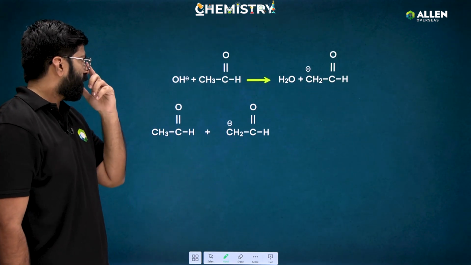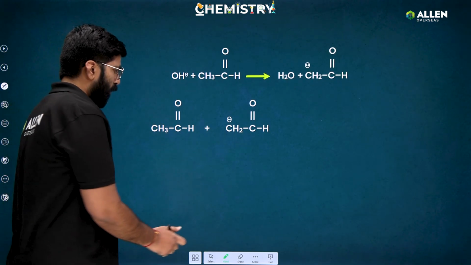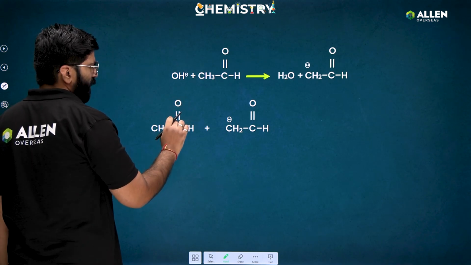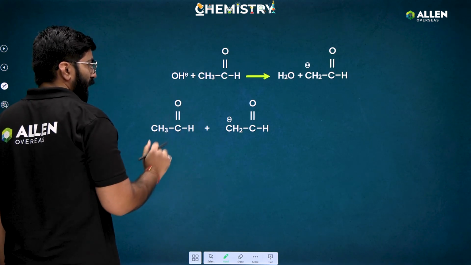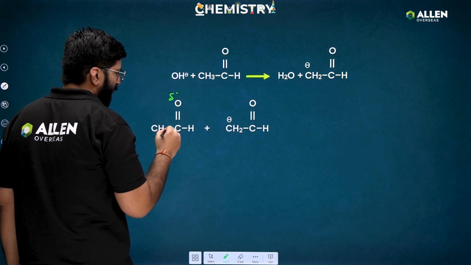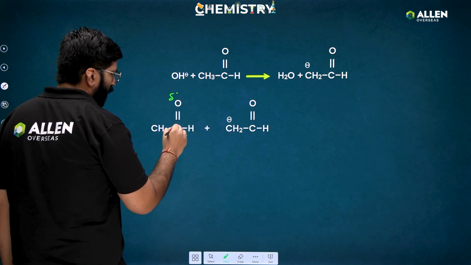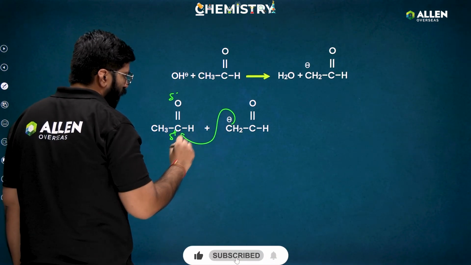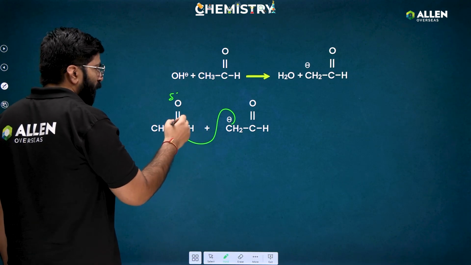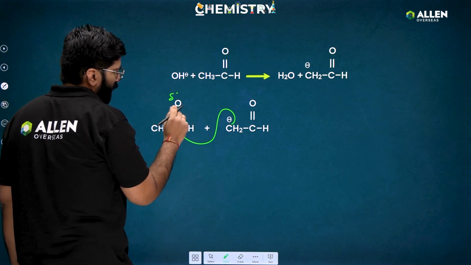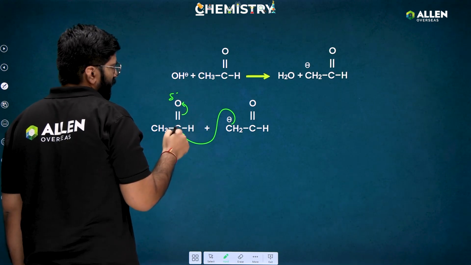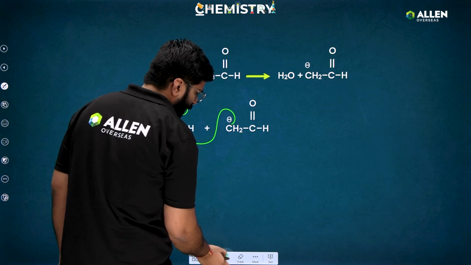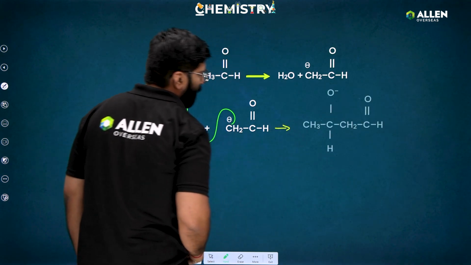So let's see how. Once this enolate ion is formed, what is going to happen? Over here we know one thing: in comparison to carbon, oxygen is more electronegative, so there will be a partial negative charge on the oxygen and a partial positive charge on the carbon. And because this is your carbanion, it will be readily able to donate a lone pair over here. And to donate a lone pair, what will happen? This double bond pair of electrons will go to this oxygen, and this compound will become something like this.